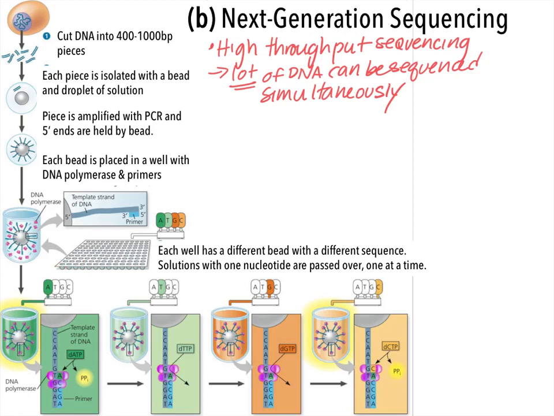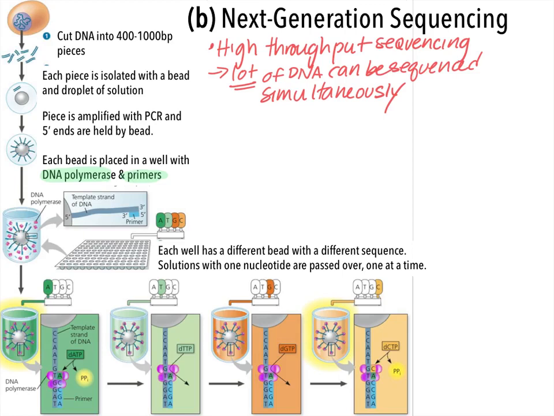So each bead with the many copies of one piece of DNA is placed in a well. And in that well is also placed DNA polymerase, right? Because you want to do some copying, or we're going to do a sequencing reaction. Primers, because as we know, DNA polymerase cannot start synthesis on its own. And of course you would have buffer. Now, usually we would also add dNTPs, but we're not going to add that yet.